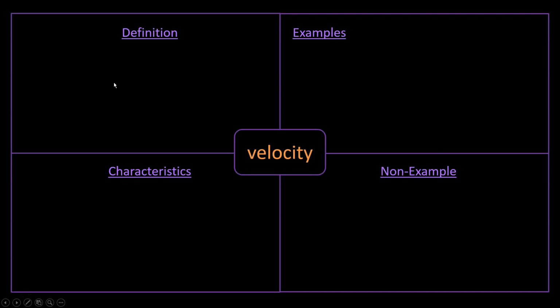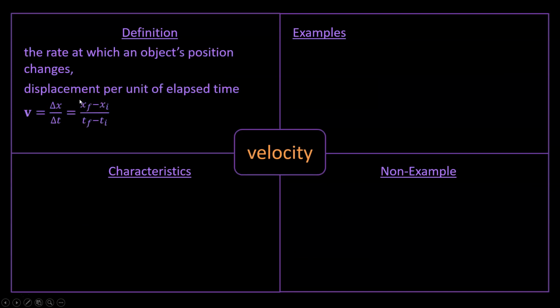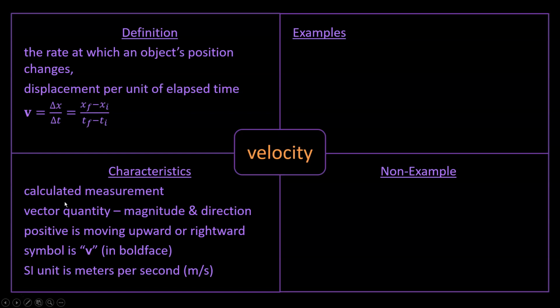Let's take a look at velocity. The rate at which an object's position changes, it's the displacement per unit of elapsed time. Its formula is v equals delta x divided by delta t, and we know that delta x is the displacement, final position minus the initial position, divided by the elapsed time, and that's the final time minus the initial time. So it's a calculated measurement. It is a vector quantity, magnitude and direction. Positive is moving upward or rightward. The symbol is V, and that's a V in bold type. And the SI unit is meters per second.